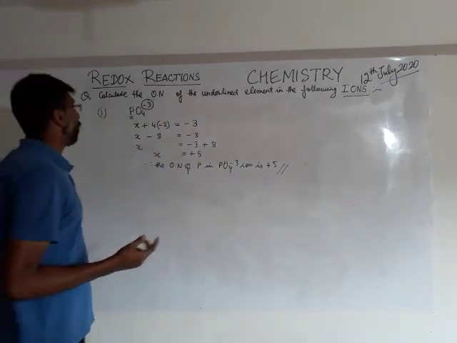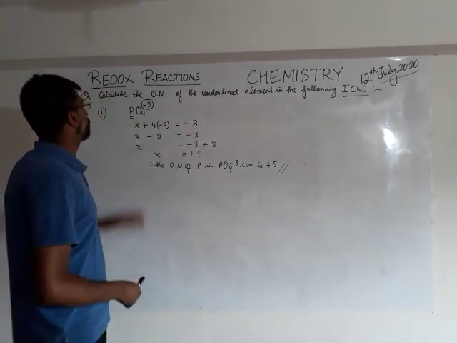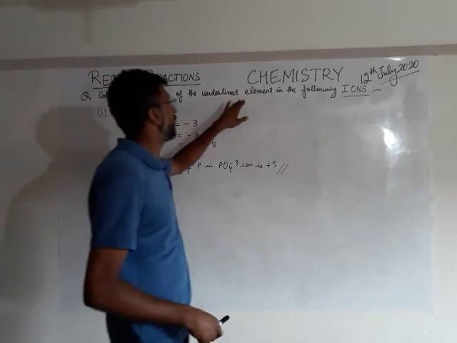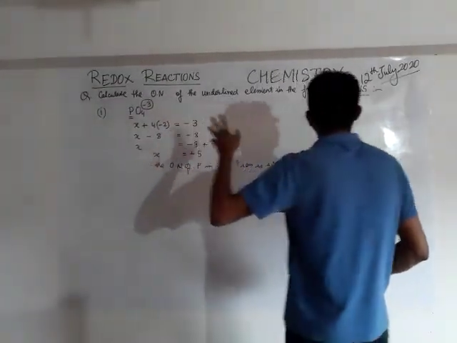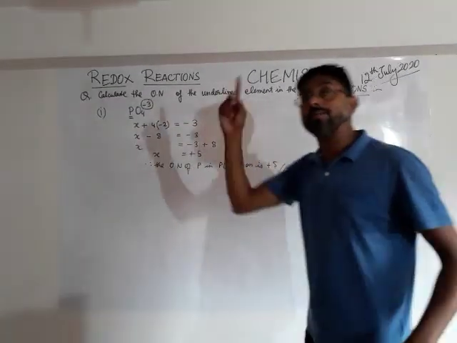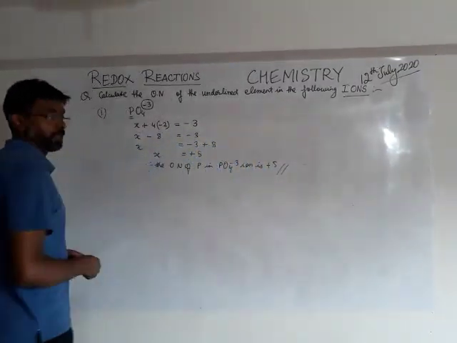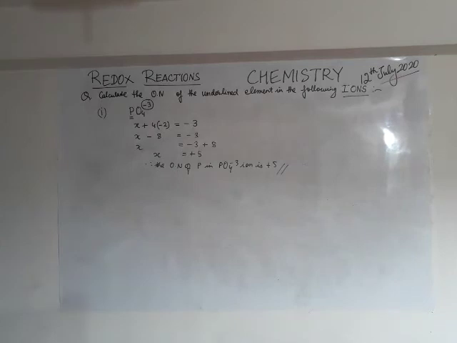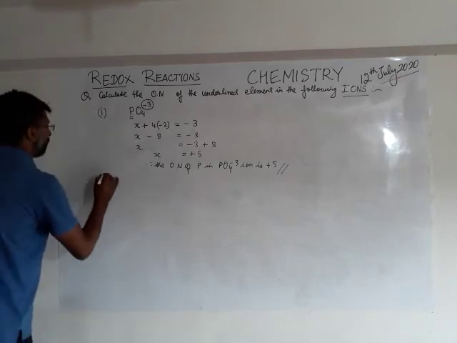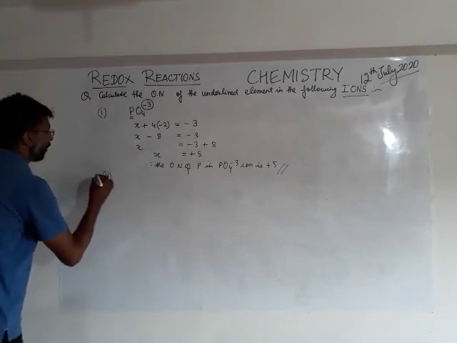So I have taught you altogether 2 examples to calculate the oxidation number of the underlined elements in ions. One was from nitrate and the other one is by using phosphate. The other examples which I will give you, you try to calculate the oxidation number yourself. That is for your homework.